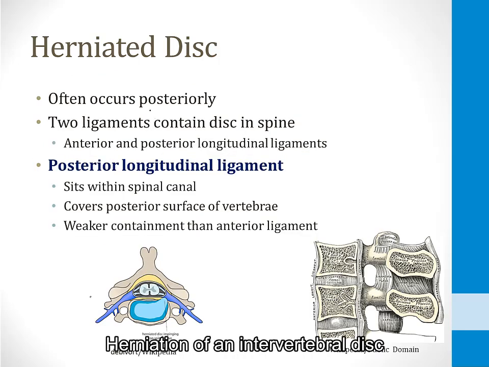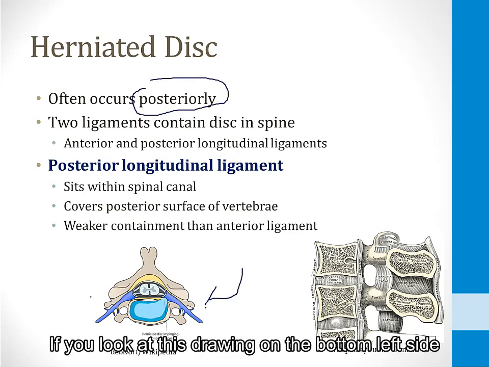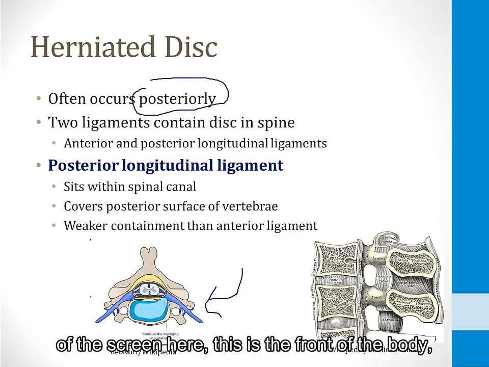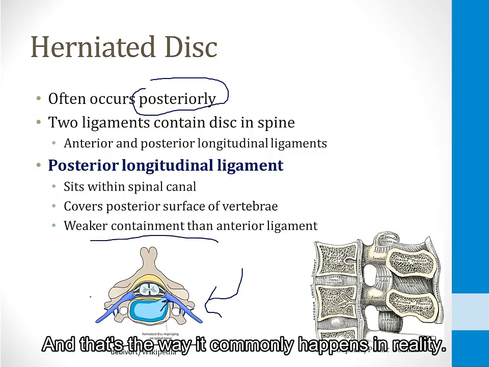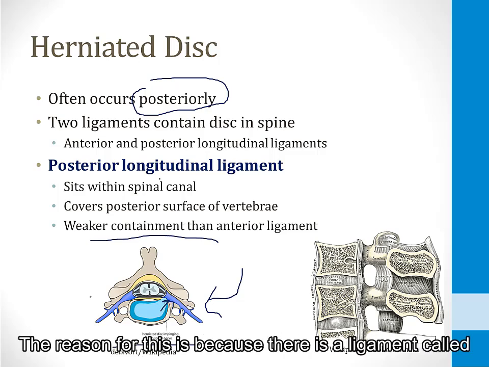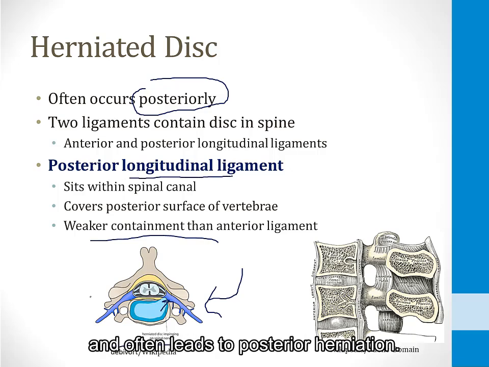Herniation of an intervertebral disc often occurs posteriorly. If you look at this drawing on the bottom left side of the screen here, this is the front of the body and this is the back, and the disc is drawn herniating towards the back, and that's the way it commonly happens in reality. The reason for this is because there is a ligament called the posterior longitudinal ligament that is relatively weak and often leads to posterior herniation. It's very high yield to understand this for step 1 of your boards.